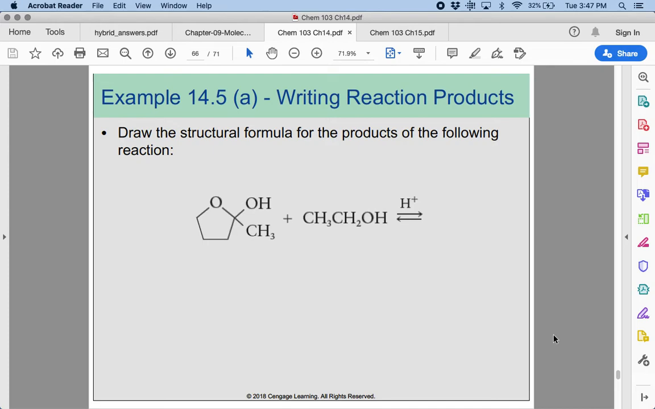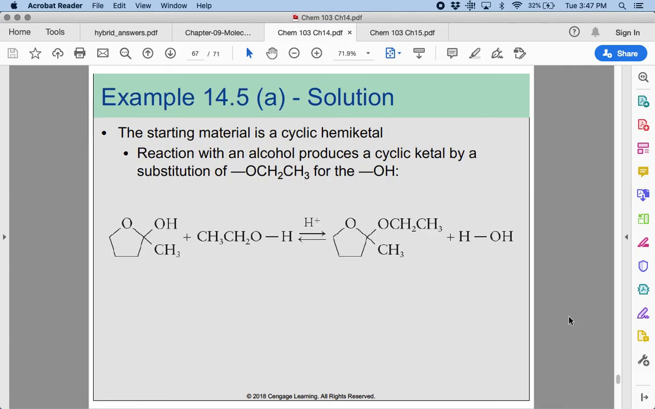So I would encourage you to pause right here and go through and try and predict what you think the best product would be for this reaction. So we have this group here, identify what it is, and this group here, identify what this is. When this adds to this, something special is going to happen, right? We have a cyclic hemiketal. If we add another alcohol to it, which this is, we're going to get the ketal version of it, plus some water.